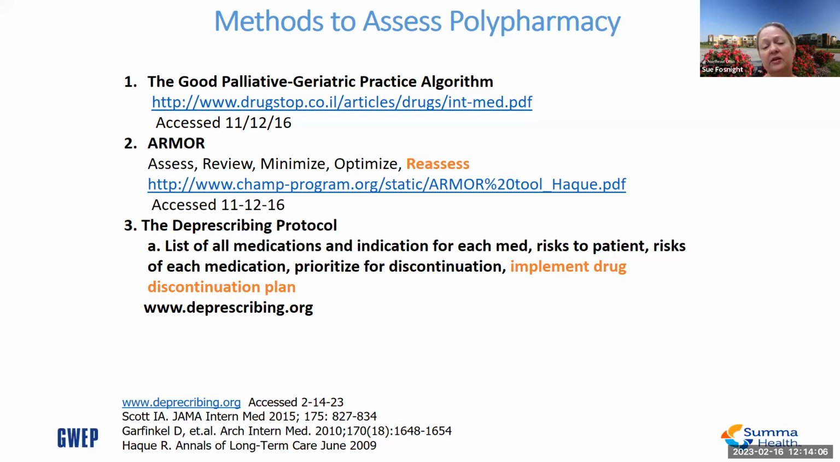The next one is called ARMOR. And ARMOR is something that I've been using for years before it was called ARMOR. So it's assess, review, minimize, optimize, and then reassess. And we're going to spend most of our time today talking about this ARMOR way to look at medications. And then there's also the deprescribing protocol, which is also incorporated into ARMOR: list all the medications and the indication for each med, the risk of each med to the patient, and prioritize for discontinuation, then implement a drug discontinuation plan.